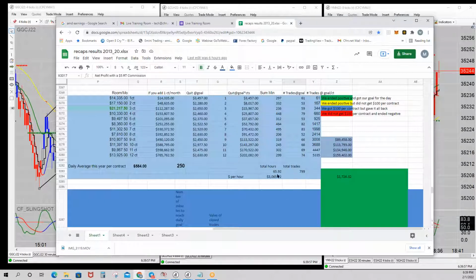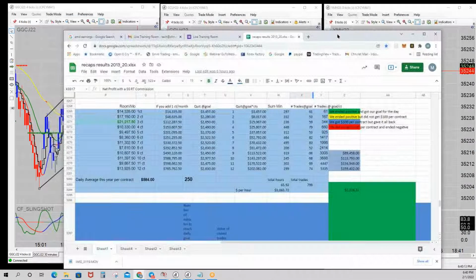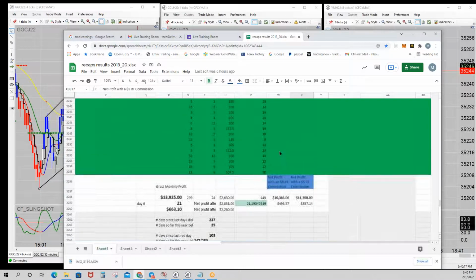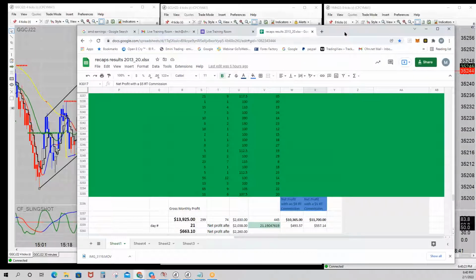Now you would have only traded 65 hours total last year if you stopped trading when you got your goal for the day. And based on the number of hours traded and where you were when you got your goal for the day, $3,065 is what you would have had for an hourly rate. Now that's assuming that you were able to do everything that I did for the whole year, and everybody does things just a little bit different.